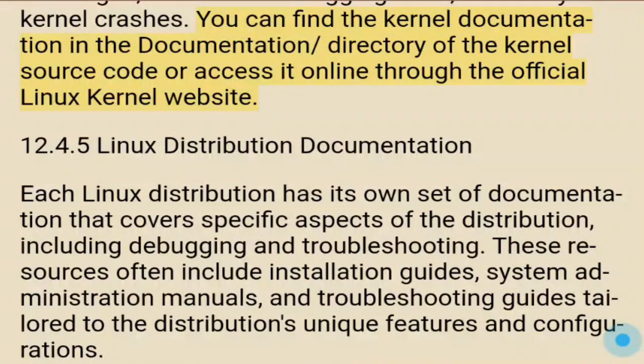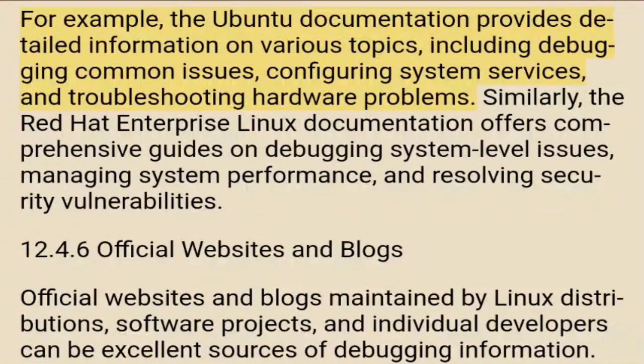You can find the kernel documentation in the Documentation directory of the kernel source code or access it online through the official Linux kernel website. 12.4.5 Linux Distribution Documentation. Each Linux distribution has its own set of documentation that covers specific aspects of the distribution, including debugging and troubleshooting. These resources often include installation guides, system administration manuals, and troubleshooting guides tailored to the distribution's unique features and configurations. For example, the Ubuntu documentation provides detailed information on various topics, including debugging common issues, configuring system services, and troubleshooting hardware problems.